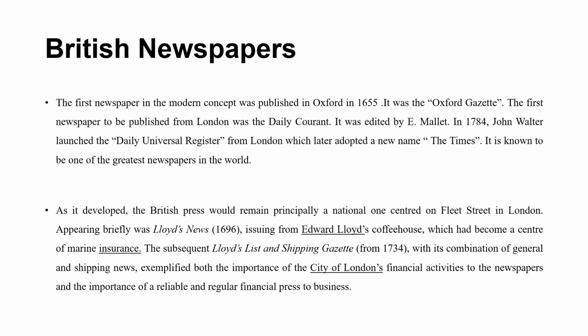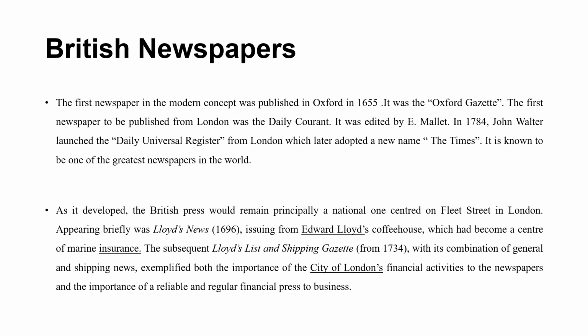The first newspaper in the modern concept was published in Oxford in 1655. It was the Oxford Gazette. The first newspaper to be published from London was the Daily Courant. It was edited by E. Mollett. In 1784, John Walter launched the Daily Universal Register from London, which later adopted a new name, the Times, as it is known as one of the greatest newspapers in the world.